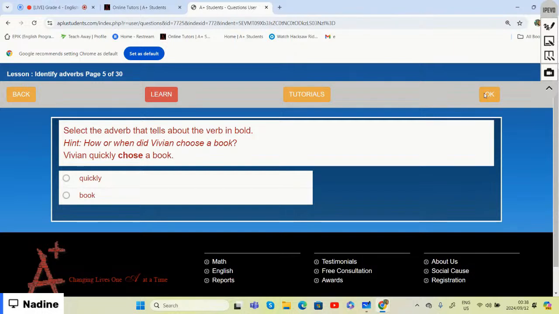How or when did Vivian choose a book? It says Vivian quickly chose a book. Is option one, quickly, that tells us how, or option two, a book, that tells us how?